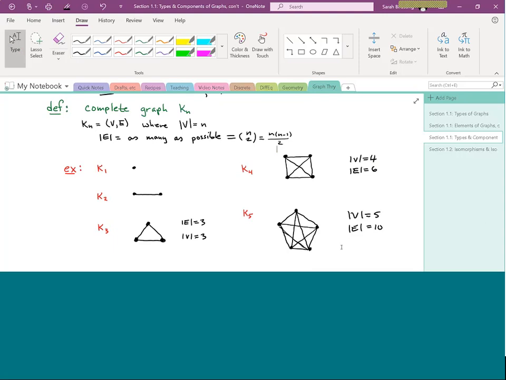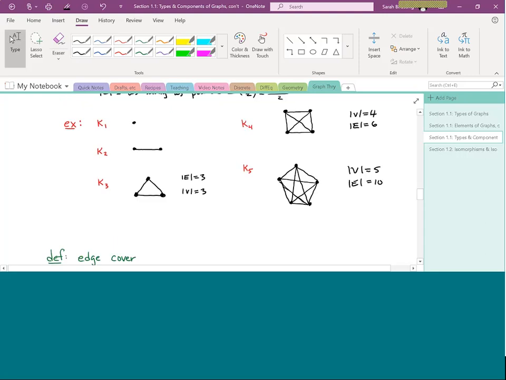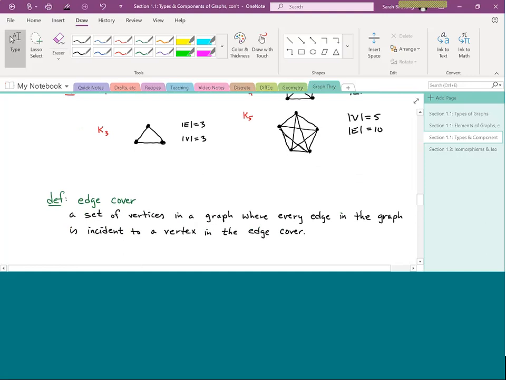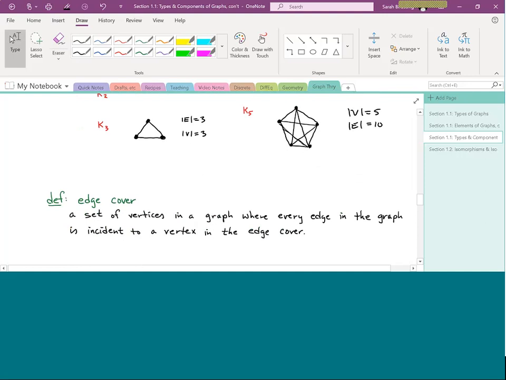Questions? Make sense? Kind of feeling a little bit okay? All right, seeing no questions come in, we're now about to go into the next thing. The next thing looks very different, and it is a definition. It's going to be dealing with something called an edge cover.